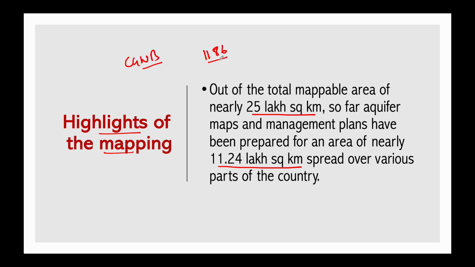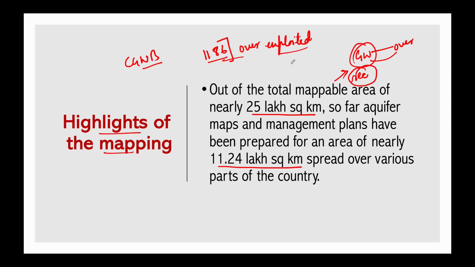1186 assessment units in the country have been categorized as overexploited. So these units are overexploited. What do we mean by overexploited? Overexploited water resources, especially for groundwater, means there is overuse of the water. Water takes some time to replenish itself and recharge, but we are draining out more water than its capacity to recharge. That is why there are around 1186 overexploited units, of which aquifer mapping has been completed for nearly 75 units.